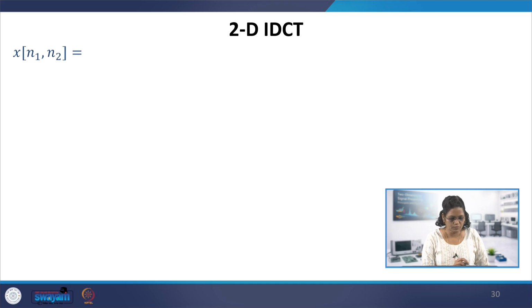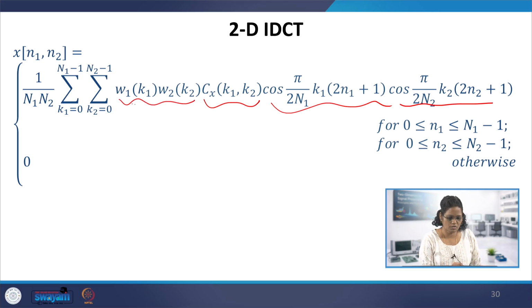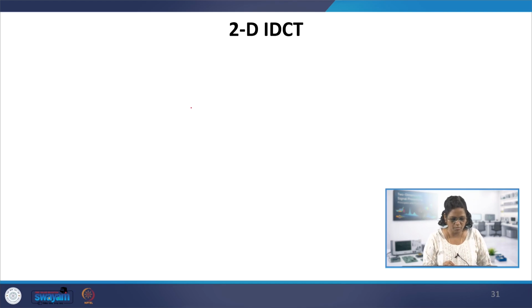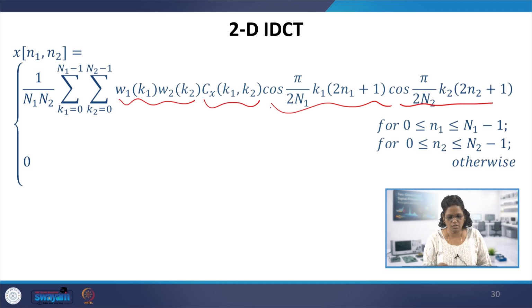Once we have these coefficients, how do we get back the signal or the 2D sequence? Having the coefficients, these are the basis functions again. The W, if you remember, a constant is multiplied for k equal to 0. This was 1 by 2 and for other values this is 1. So a similar thing is applicable here as well. For k1 equal to 0 it's 1 by 2, k2 equal to 0 it's 1 by 2, and for other values it is 1. That would be used in this equation. So this is the inverse DCT.